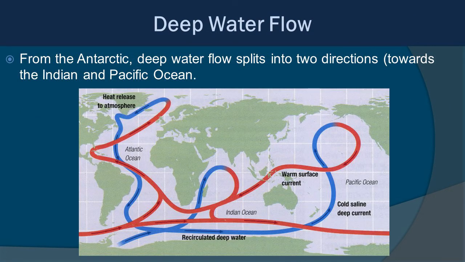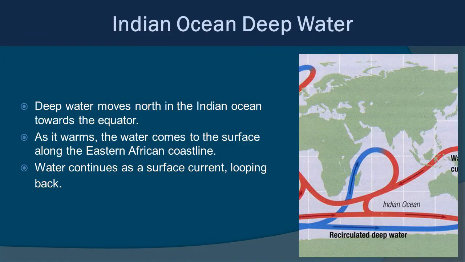Now, from the Antarctic, the deep water flow splits into two directions, one towards the Indian Ocean and the other into the Pacific Ocean. Now, once in the Indian Ocean, the water will actually head towards the equator. As it warms, that water comes to the surface along the eastern African coastline. That water then continues as surface currents, looping back around.